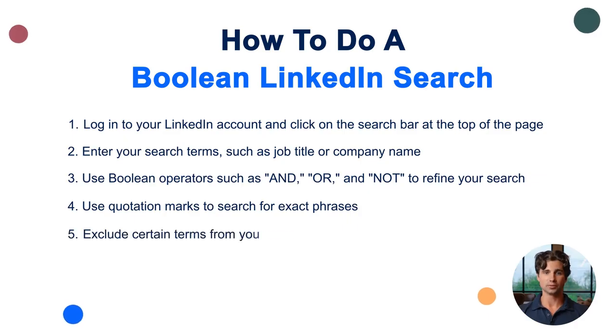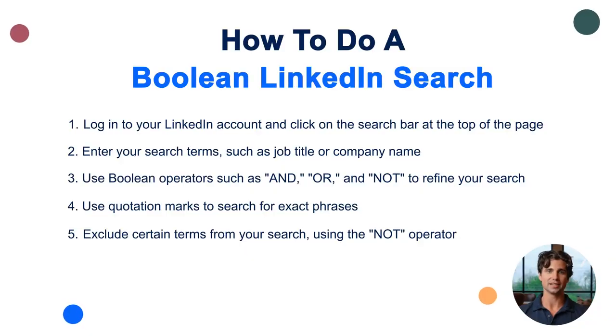To exclude certain terms from your search, use the not operator. For example, if you want to find people who work in marketing but exclude those who work in sales, you could use the search query marketing not sales. Once you've entered your search terms and Boolean operators, click search to see your results. LinkedIn also offers additional search filters that can help further refine your search results. You can filter your search results by location, industry, company size, and more. In summary, by using Boolean operators, you can help refine your LinkedIn search and find exactly what you're looking for. By using quotation marks and, or, not operators, you can create more specific search queries and get better search results.